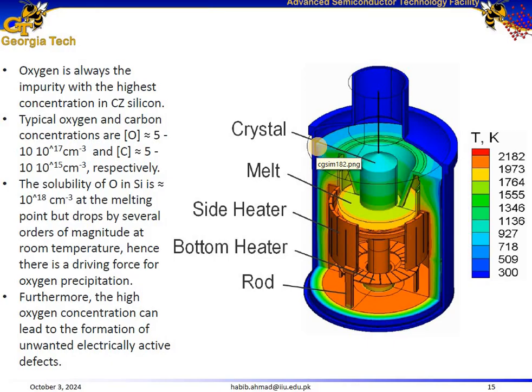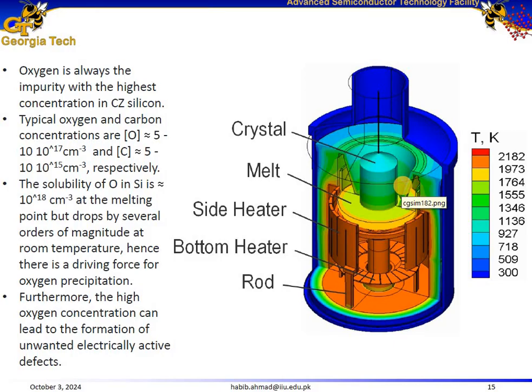As we know, we have to melt the silicon above 1400 degrees C, and the solubility of oxygen is high at that temperature, but it decreases drastically at room temperature, creating a tendency for oxygen precipitation. High oxygen concentration can result in the formation of electrically active defects, which may affect the semiconductor properties.